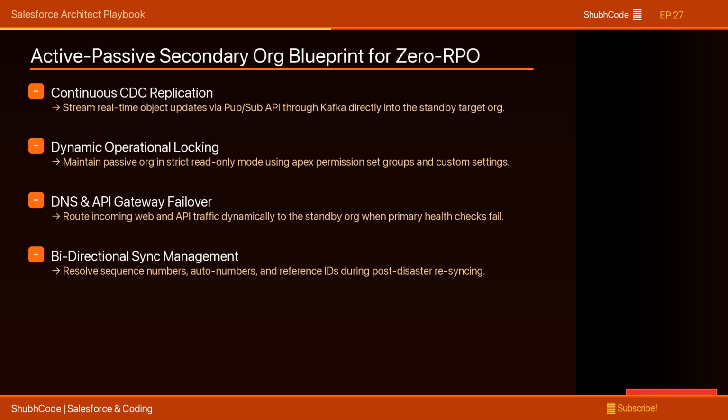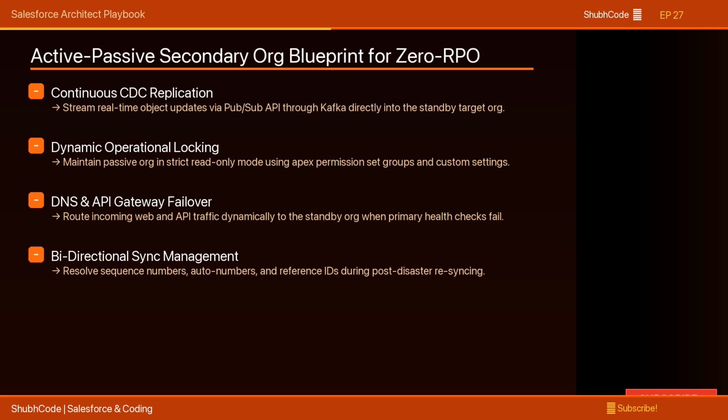When an enterprise client demands sub-minute RTO and near zero RPO that standard Hyperforce capabilities cannot satisfy, you must deploy an active-passive secondary org blueprint. In this design, a completely separate Salesforce production org is provisioned in a different geographic domain as a dedicated warm standby. Change data capture and the pub/sub API continuously stream real-time object mutations from the primary org through an enterprise event broker like Apache Kafka or AWS Kinesis into the passive org.